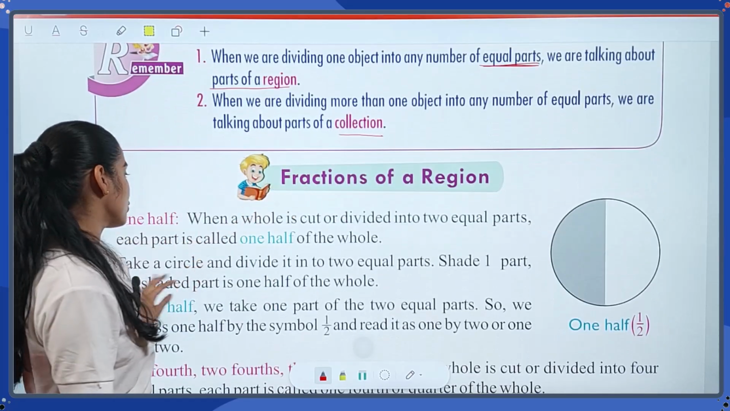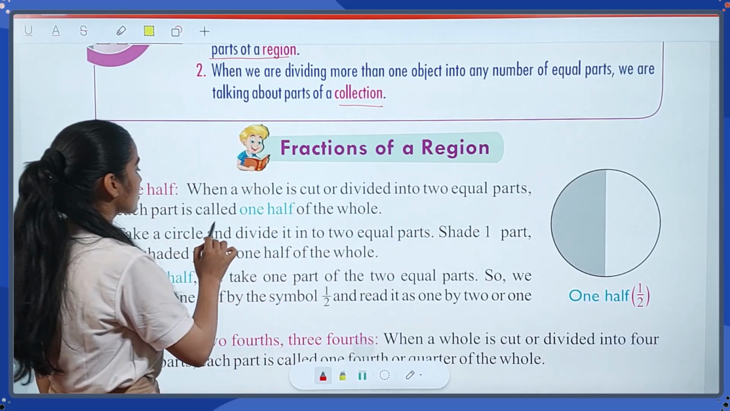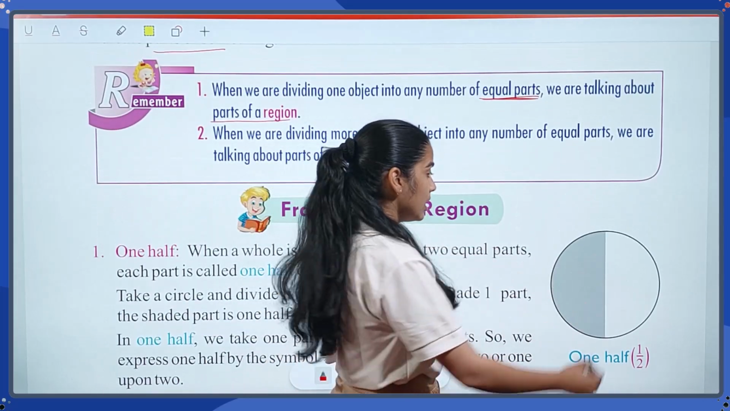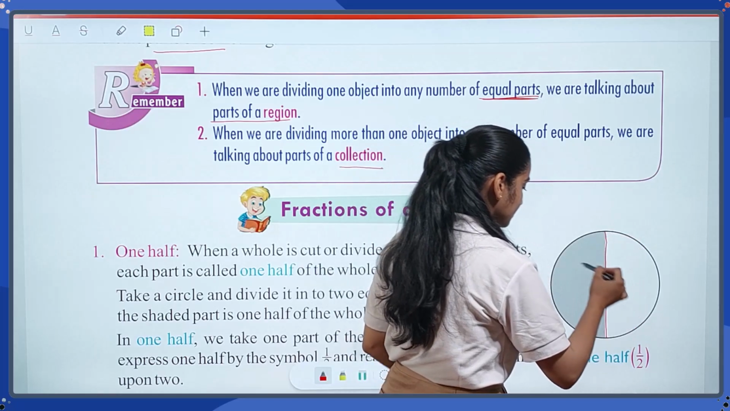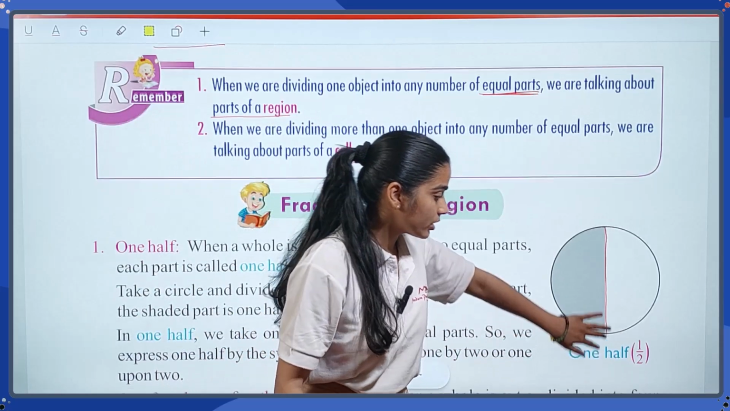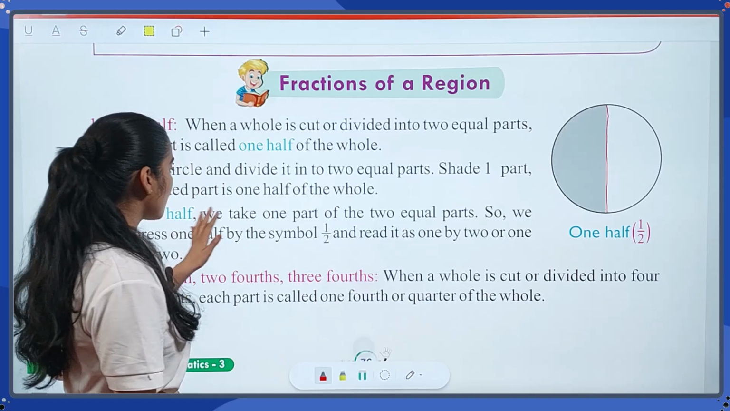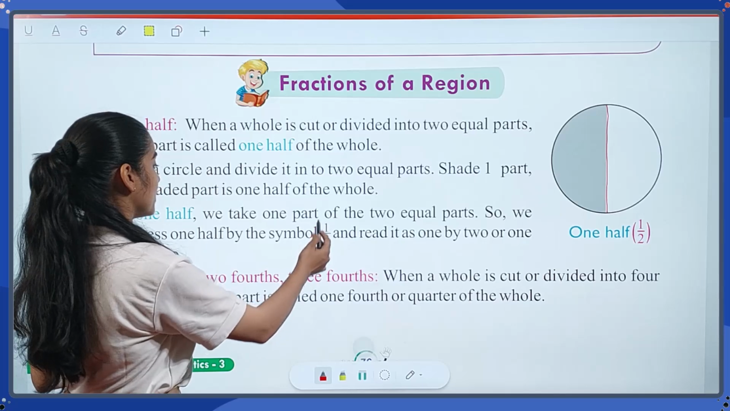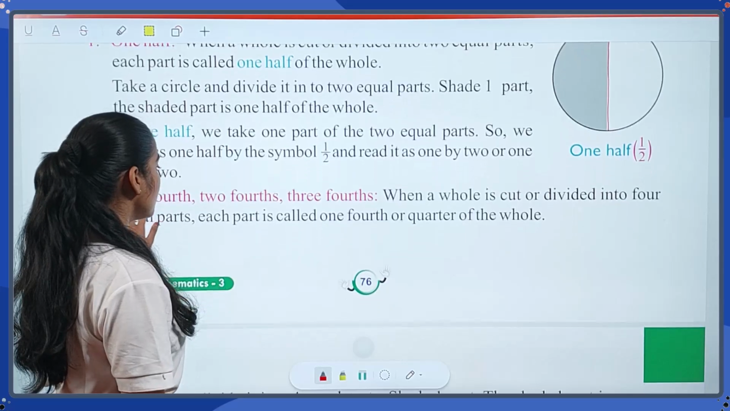Now, fraction of a region. One half. When a whole is cut or divided into two equal parts, each part is called one half of the whole. For example, if I have a complete circle and I make a vertical line here, it means I have divided this circle into two parts. So I can write one half. In total we have two parts and one is shaded. So for one half, we take one part of the two equal parts. We express one half by the symbol 1 by 2, and read it as 1 by 2 or 1 upon 2.